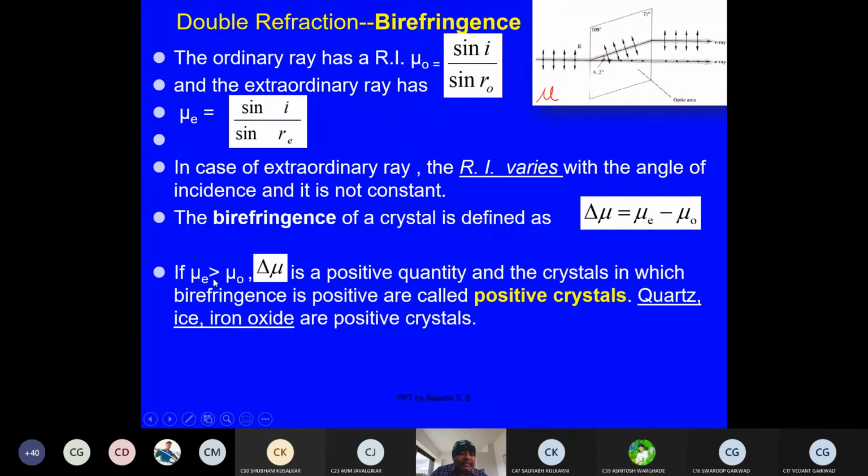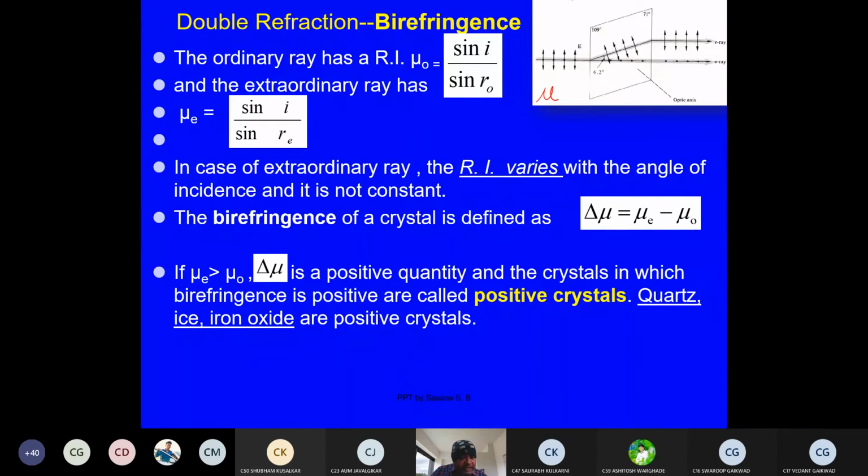If mu e is greater than mu o, delta mu is a positive quantity, and the crystals in which birefringence, that is delta mu, is positive are called positive crystals. Quartz, ice, iron oxide are positive crystals. You have to remember these examples of the positive crystal.